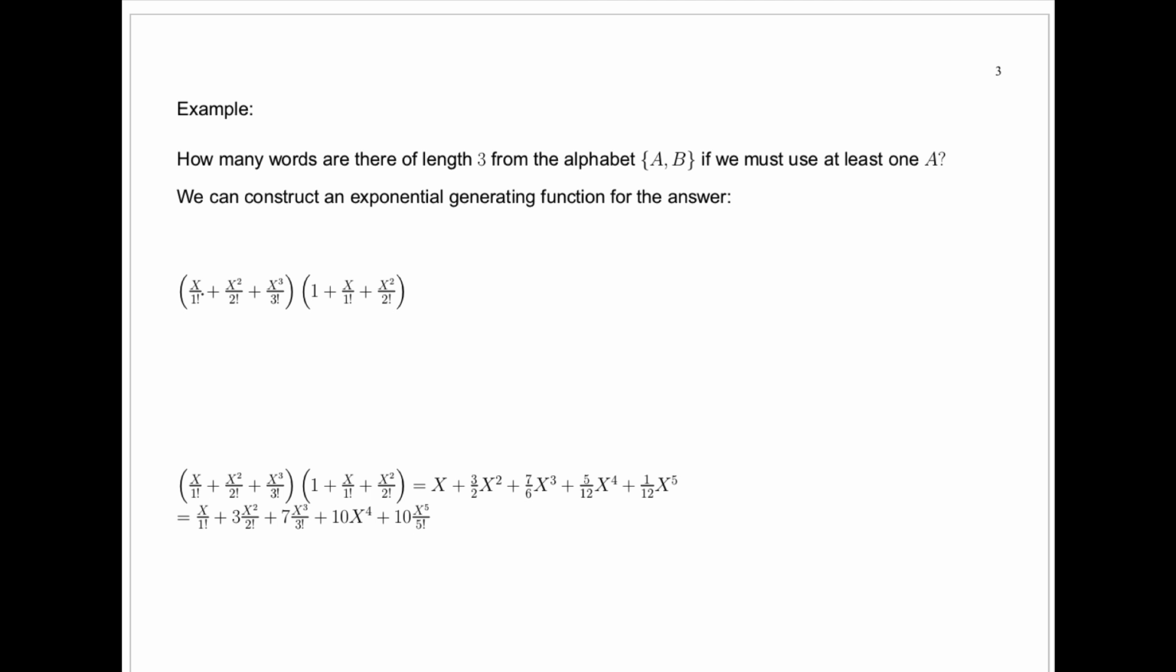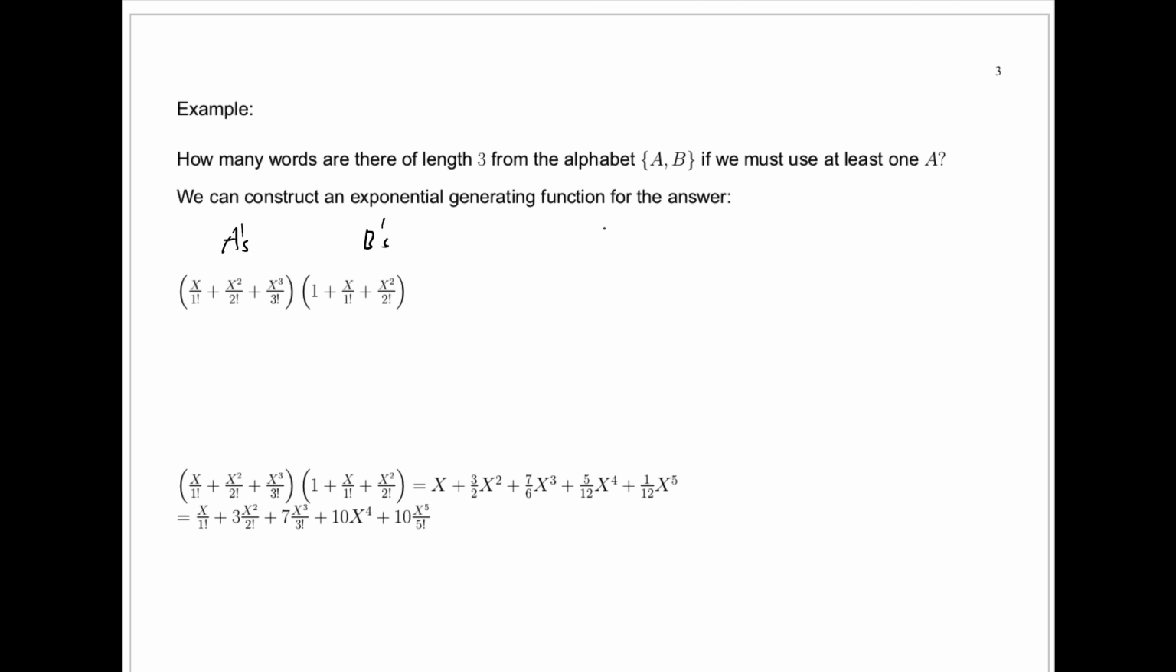And since we have to use at least one A, and the total length is 3, we're going to use either 0 B's, 1 B, or 2 B's. We can't use 3 B's because we need at least one A. Now we want to expand this. Well, I'll show you. We can still use synthetic multiplication, and I still want you guys to be comfortable with this. How would we multiply these with synthetic multiplication?